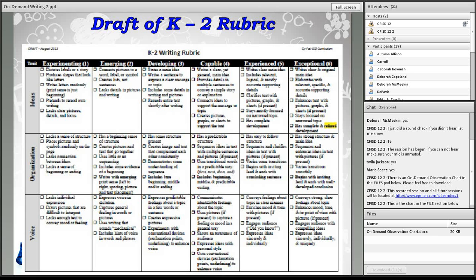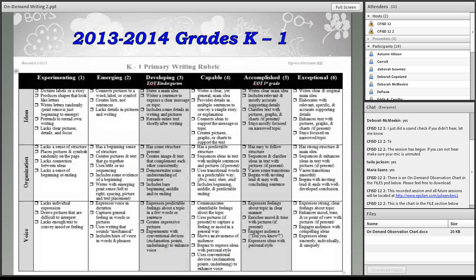So this was originally going to be K through 2, and we talked about taking the top 4 elements, but it just didn't really work trying to put those items in the 4-point range. Although a lot of the language is similar, because really good writing is the 6 traits. And you'll see this is what we ended up with as the final piece.